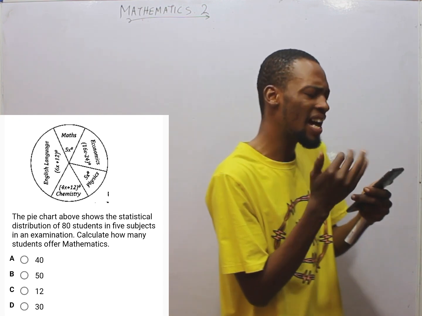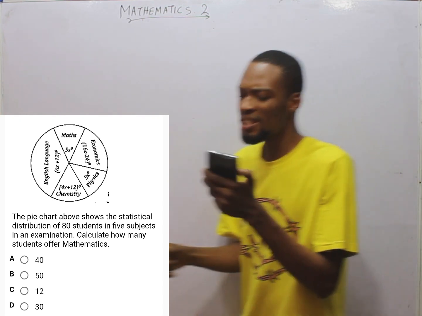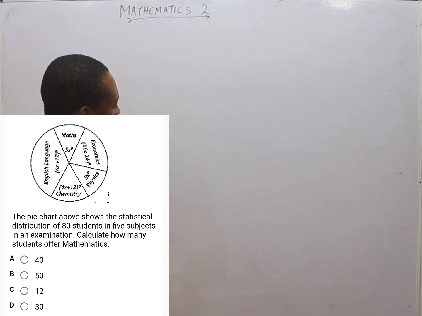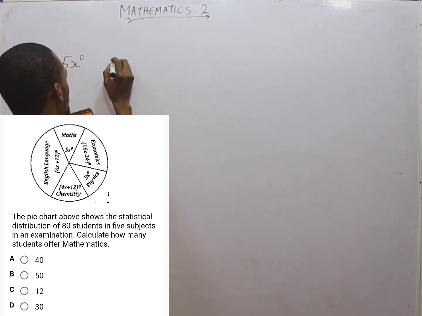Mathematics, you see that they are represented by angle. Mathematics is 5x degrees. Economics is 16x minus 24 degrees.